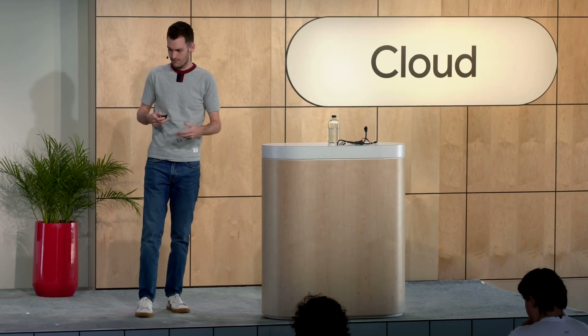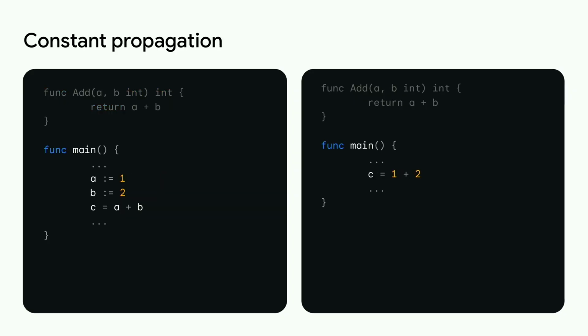As I said, most optimizations operate within a single function. So this wouldn't have been possible before, but now we can unlock optimizations that weren't possible before. So let's see what the compiler can do.